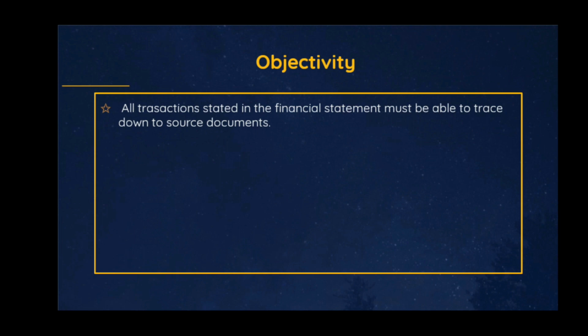Objectivity. This quality means that every information in a financial statement must be able to be traced down to a source document. What are the source documents? This comprises of the receipt, invoice, debit note, credit note, bank statement. That is, each of the information in a financial statement must have a document that proves the value that appears in the statement.